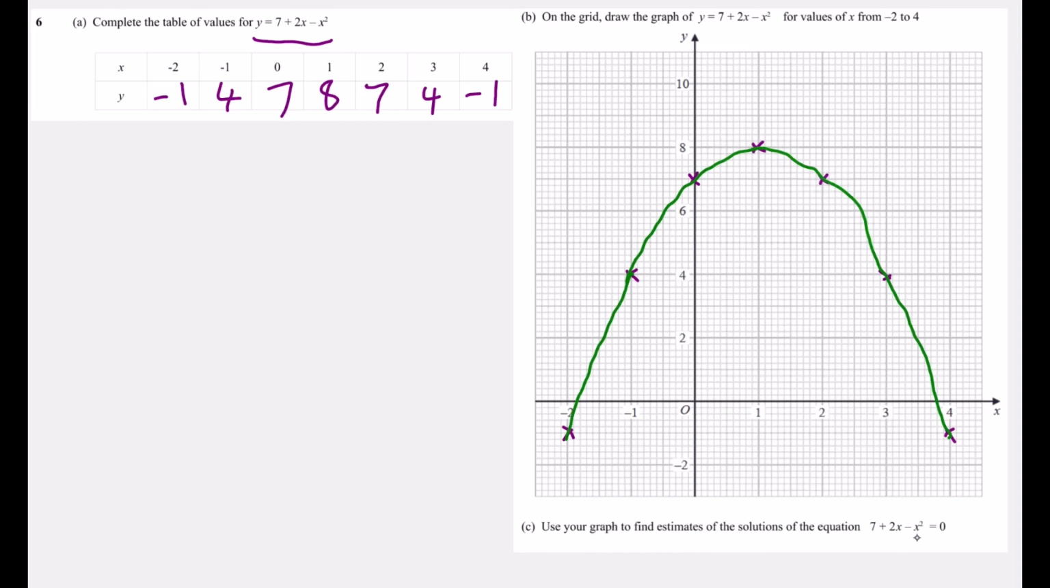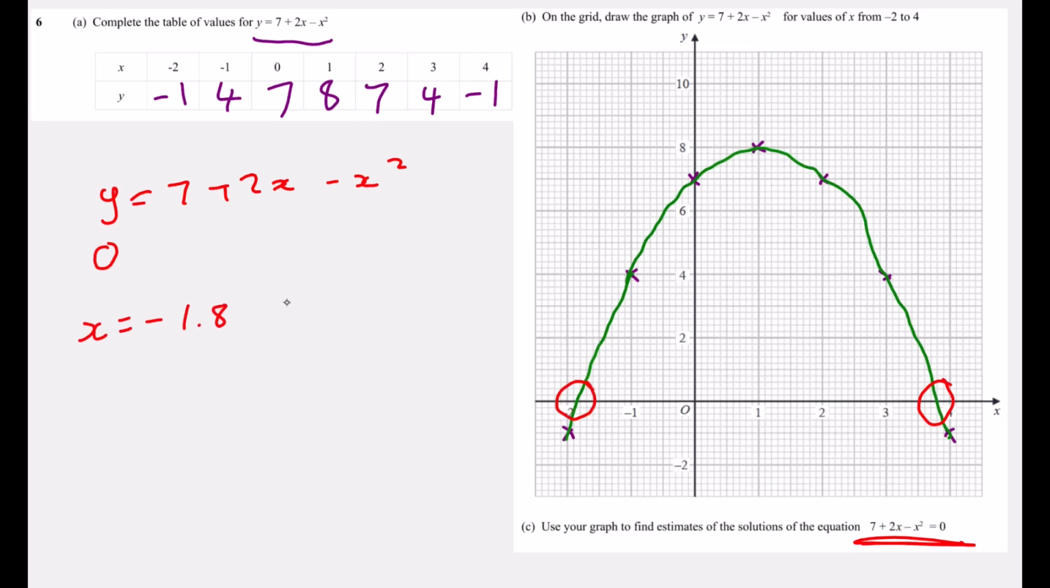plus 2x minus x squared equals 0. So where it equals 0, that's where it crosses the x-axis, where y is equal to 0. You see, the graph was y equals 7 plus 2x minus x squared. Here we haven't got y equals, we've got 0 equals. So it's where y equals 0. It's where it crosses the x-axis. That's here, and it's here. So we've got -1.8 and 3.8.